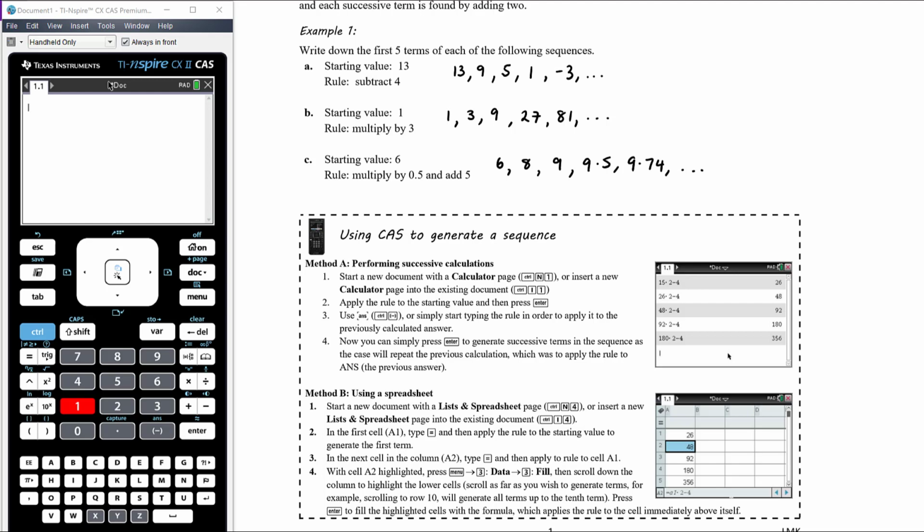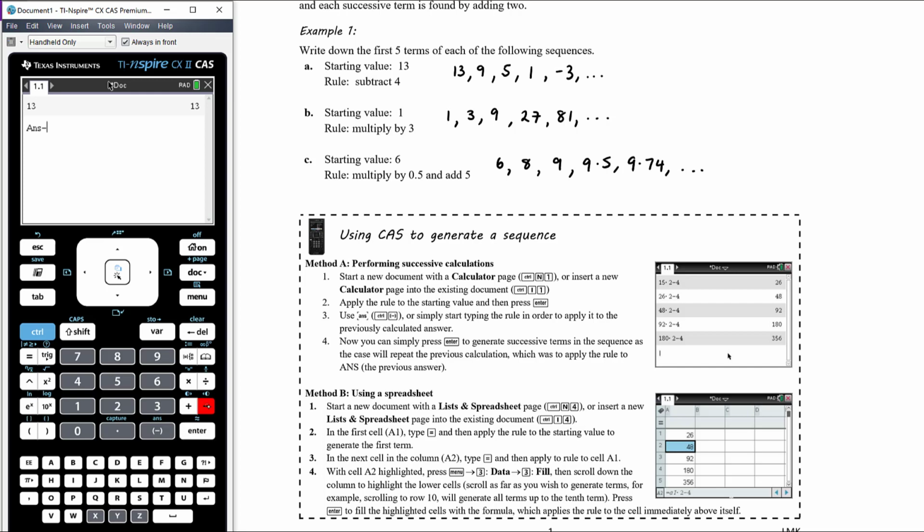There's a few steps early on which just talk about setting up a calculator page. I've already got a calculator page set up. The key thing is to make sure that the first thing you do is type in the starting value and press enter. Okay, and then I want to subtract 4 from that. So I don't type 13 minus 4. The first thing I press is the subtraction button. So not the negative button, which is next to the enter, but the subtraction button, which is above the enter.